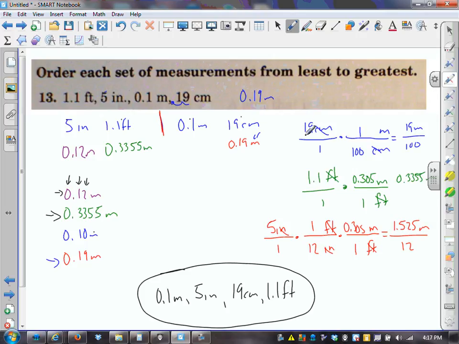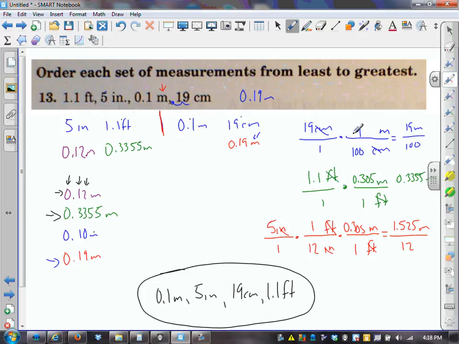So I just did that in my head to order things. But then I said, all right, well, I want to change all of these to the same unit. And I just picked meters. It was pretty arbitrary. I picked meters because I knew centimeters would go to meters easily. I knew feet would go to meters easily, and inches could go to feet, and then to meters. So I started with my 19 centimeters, and even though I already had it here, I wanted to show you how that would look with dimensional analysis. Okay, 19 centimeters over 1.